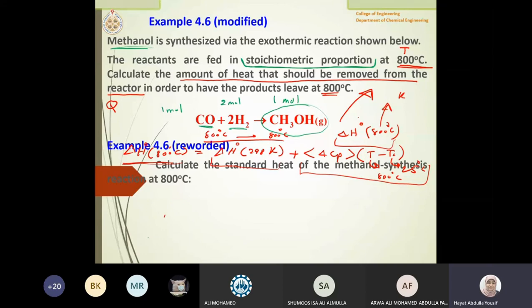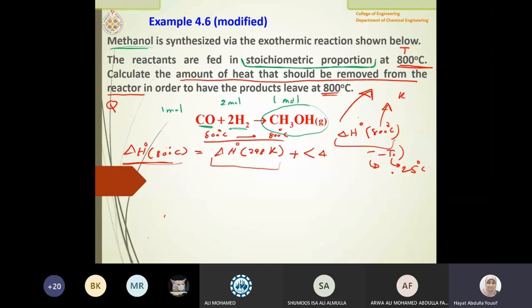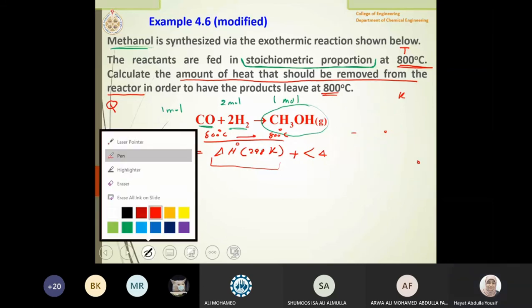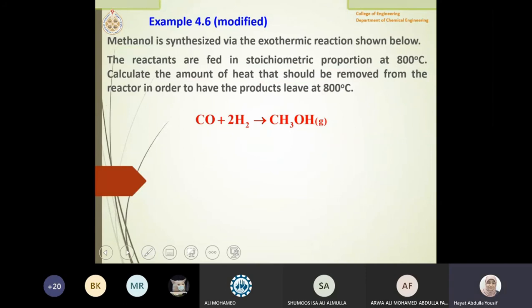What I did here, I'll just show you. You all agreed with me on that. So I'll just clean the screen. Okay, so this is the reaction, and I will apply the equation you just mentioned.